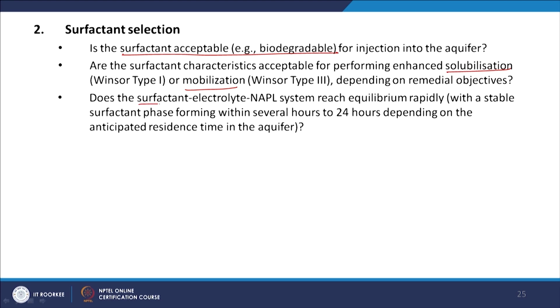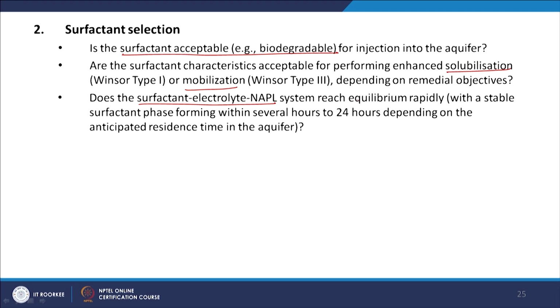Does the surfactant-electrolyte-NAPL system reach equilibrium rapidly? Why is this important? You have the NAPL present, and then you have surfactant being flooded through. If it takes a lot of time for equilibrium to be achieved, as in for the compound or the PCE to change phase from the NAPL into the surfactant, then what will that lead to? That will lead to a requirement for a greater flooding period, which will mean more time, more cost and so on.